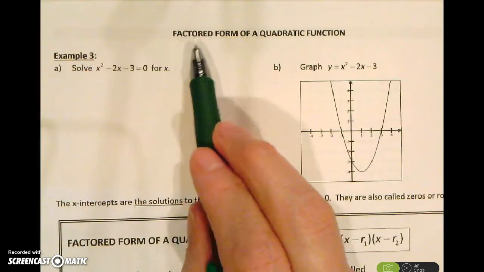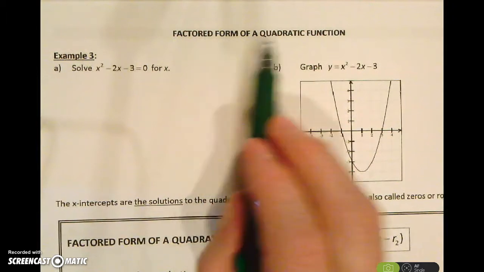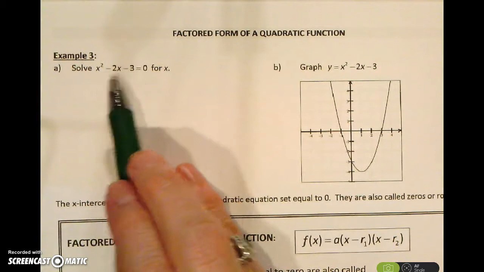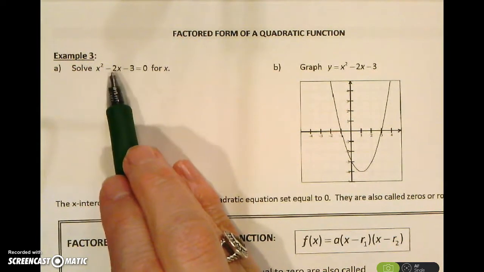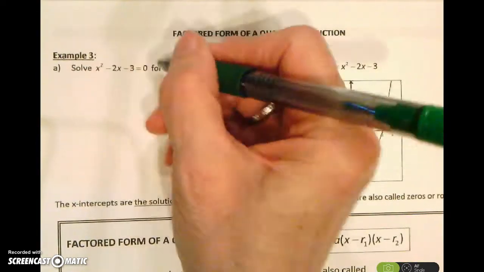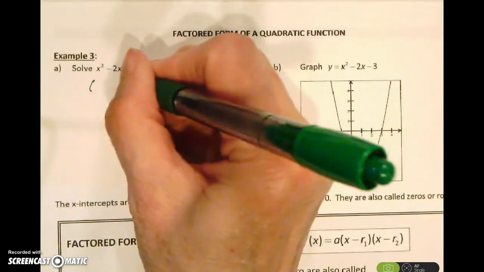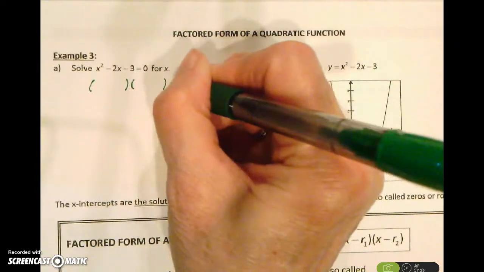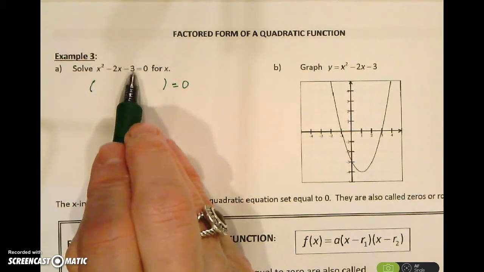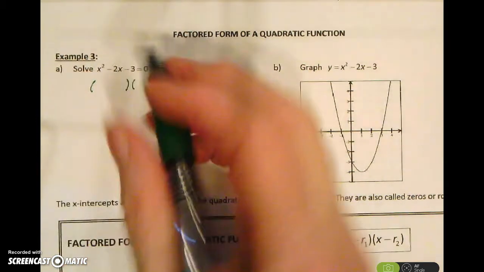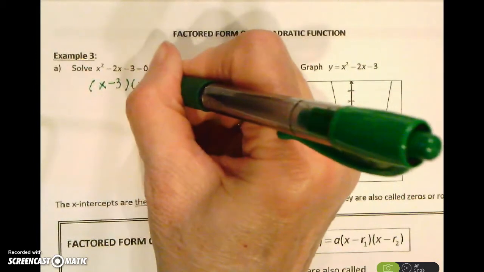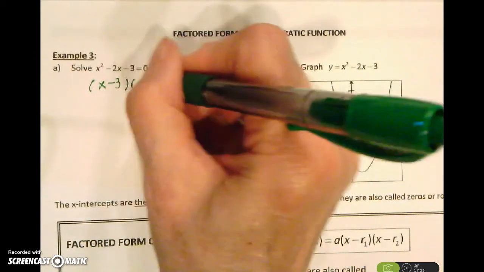We'll now take a look at a third form, which is called the factored form of a quadratic function. So we're just going to do a little investigation here first. I have x squared minus 2x minus 3. I'm going to factor this to figure out the solutions for where y is 0. I'm looking for two numbers that multiply to be negative 3 and add to be negative 2. I'm going to have x minus 3 and x plus 1.